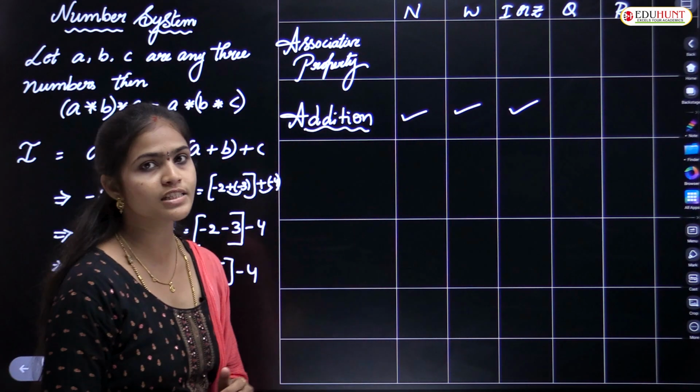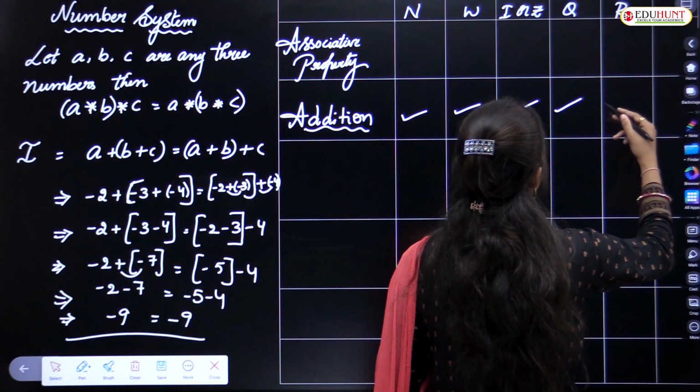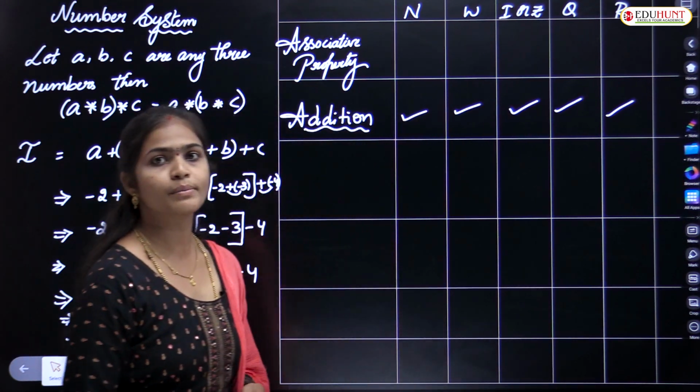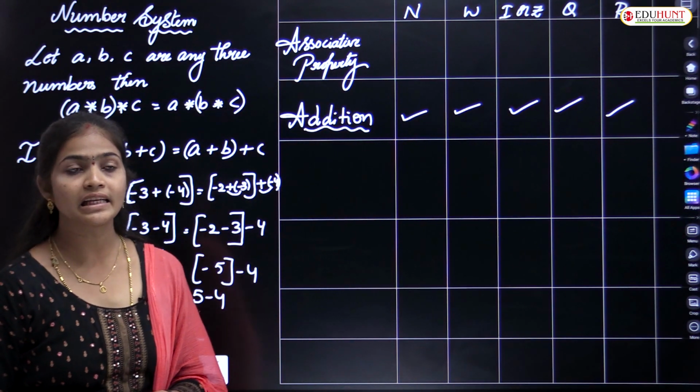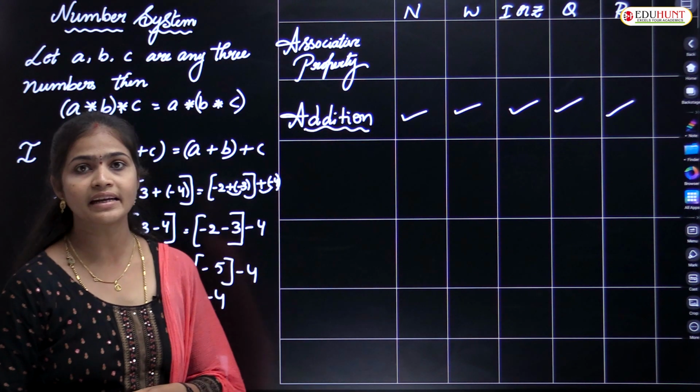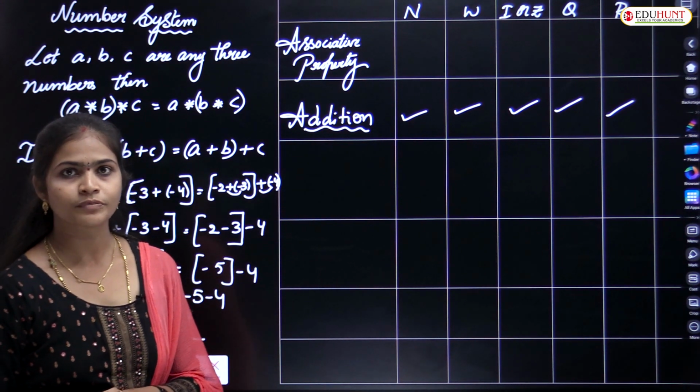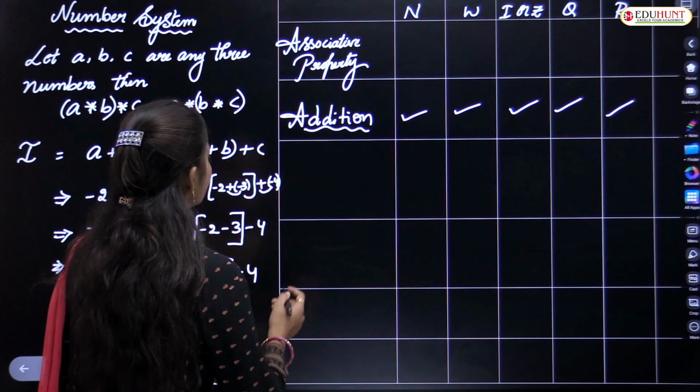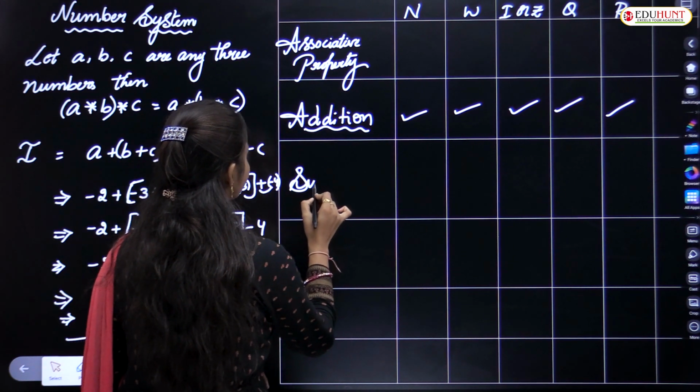So these three satisfy, and automatically rational numbers and real numbers will also be satisfied. Okay, you have to take examples for rational numbers and real numbers and try that. Try it yourself. So next one is subtraction.